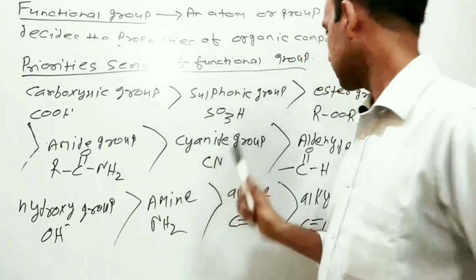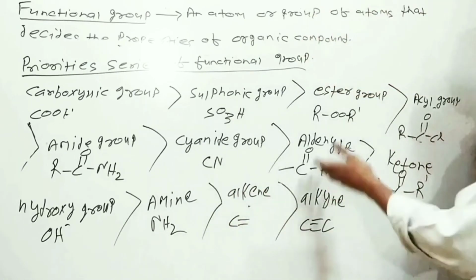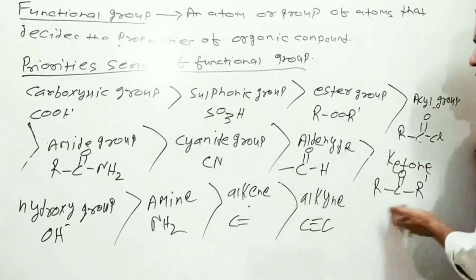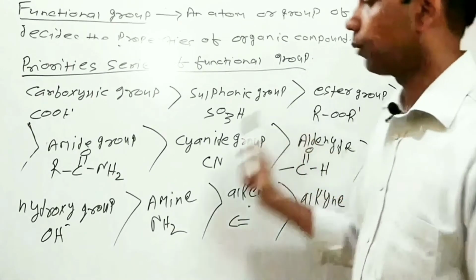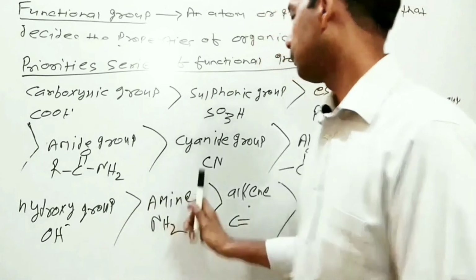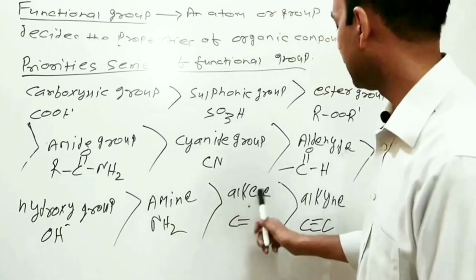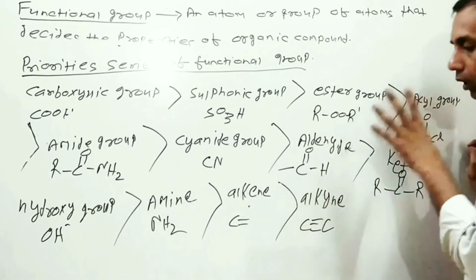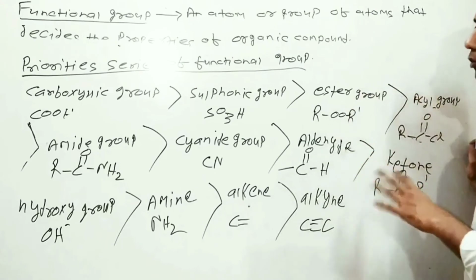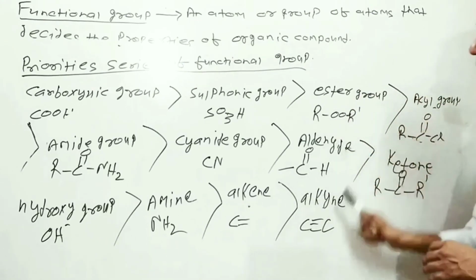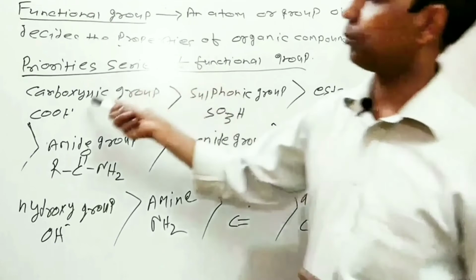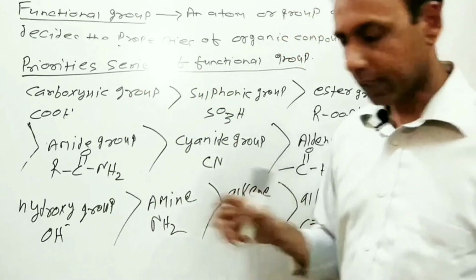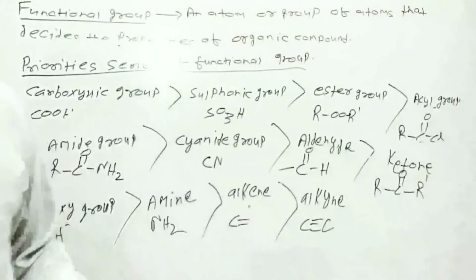Cyanide, you have an idea what cyanide is. Aldehyde, you do know because this is very common, you've been doing it for so many years. After aldehyde, you have ketone. You also know what ketones are. From the ketone, it goes to hydroxy group. From hydroxy, you come to amine, then alkene, and finally alkyne. So alkyne group has the least priority when it comes to use in nomenclature. The alkyne group has the least importance, while the carboxylic group has the most importance. How these are used, I will let you know, but let me continue with some other stuff also.